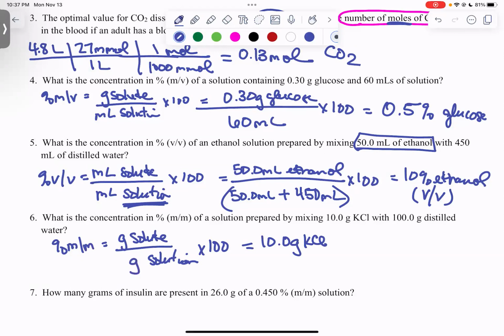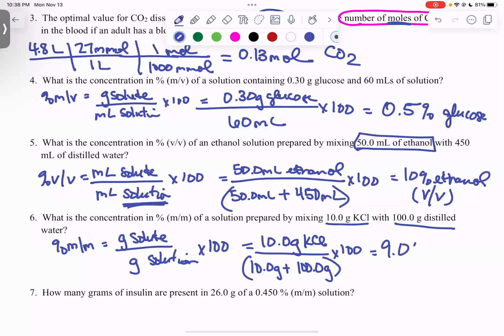Okay. And so I'm going to put the one that is in the lower amount, that's the KCl, is the solute. So that one goes on the top. And then our grams of solution. Be careful with this. Our grams of solution are both the solute and the solvent. So it'd be 10 grams plus 100 grams of water times 100. Make sure you put that in parentheses. And what you should get is 9.09% KCl.